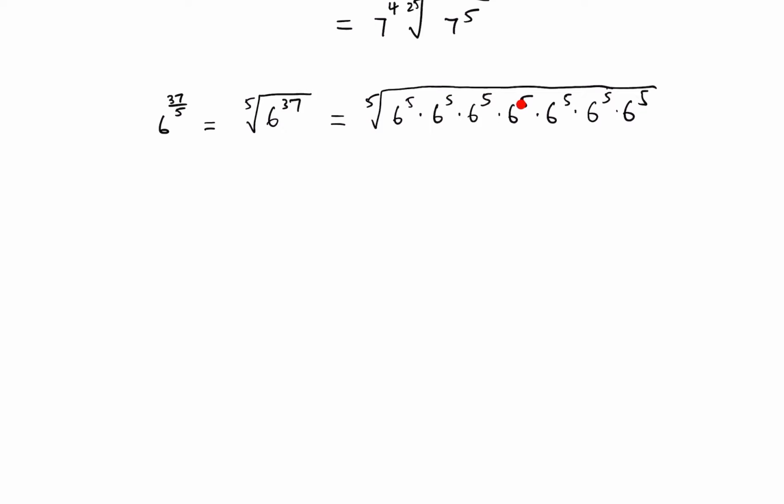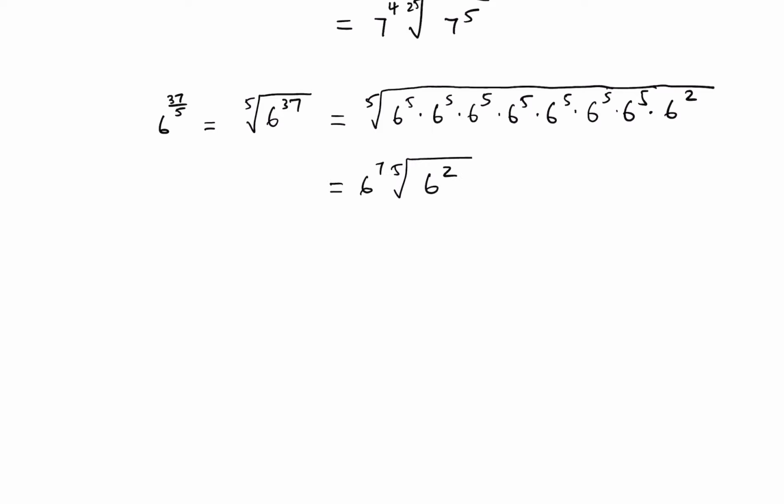5, 10, 15, 20, 25, 30, 35. And we have a balance of 2 left. So that means this is going to be 6 to the 2nd power. And since we have 7 chunks of these, 1, 2, 3, 4, 5, 6, 7, that means we have 7 chunks on the outside. 6 to the 7th power, 5th root of 6 squared.